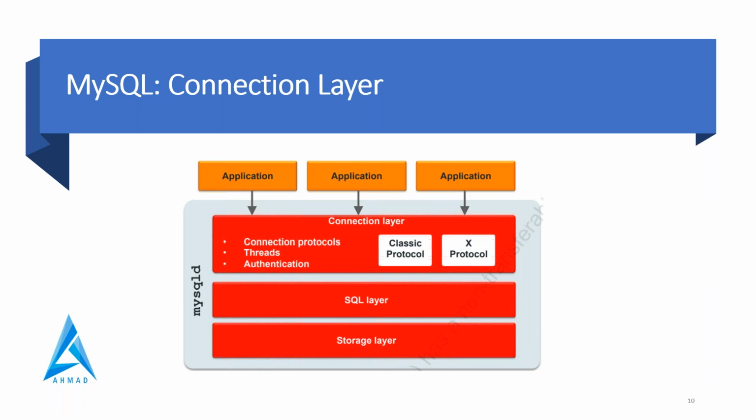The connection layer accepts connections from applications over several connection protocols like TCP/IP, Unix socket, shared memory, and named pipes. And MySQL 8 supports two types of connection: one is the classic protocol and the other one is the X protocol. Okay.